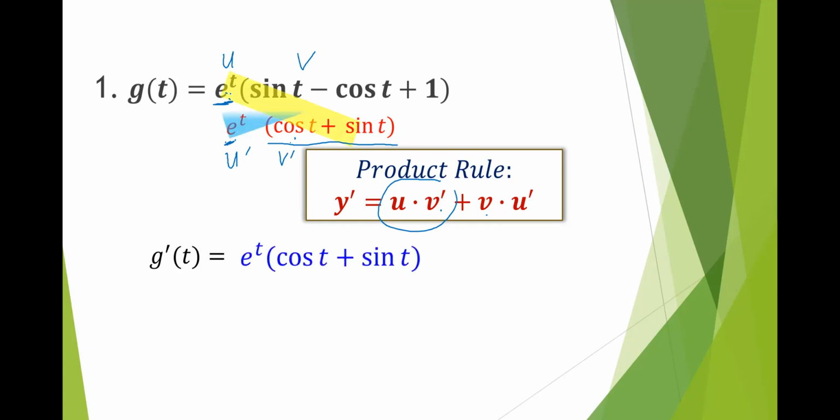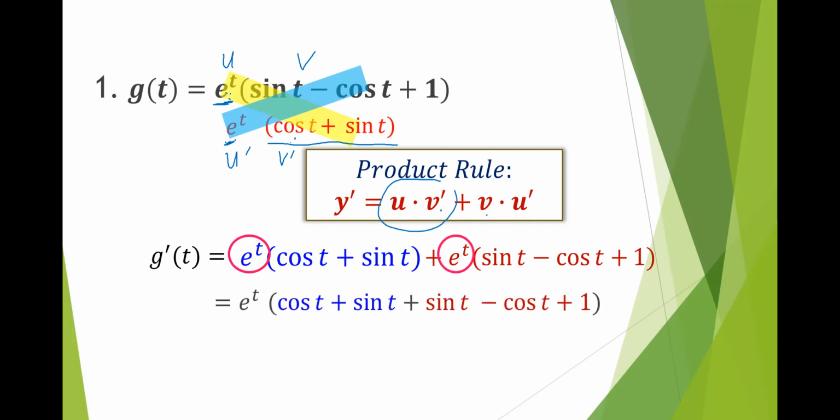Tapos, ang vu prime naman will be this product. Yun yung kagandahan na kinuha na natin yung individual derivatives. That will be this one. Notice that you have a common factor here, si e to the t. Pwede nating i-factor out. Labas natin siya.